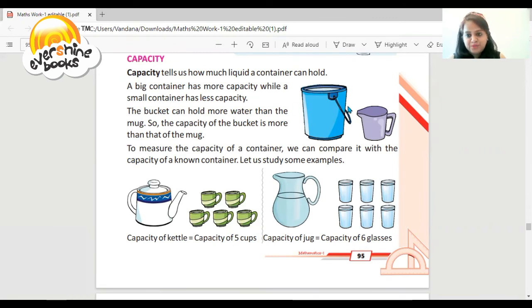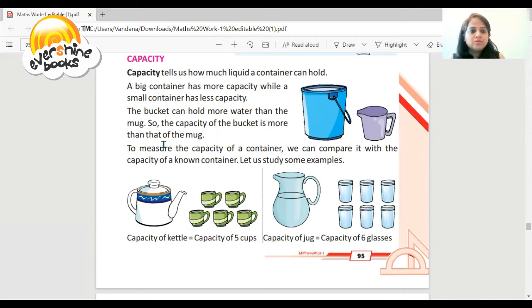By looking at the picture, let me give some examples of a bucket and a mug. It's your bucket and it's your mug. The bucket is the biggest one, and you can say it is bigger than the mug. So students, this one can hold more water than a mug. Okay, it is a short mug and it is a bigger mug.